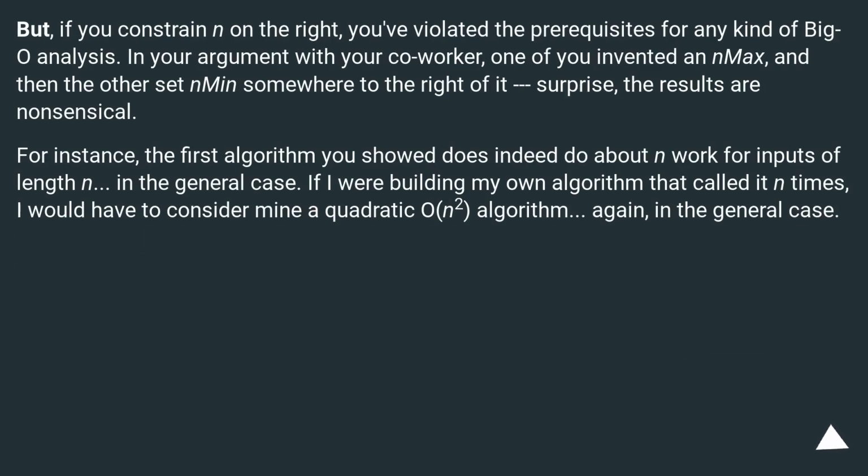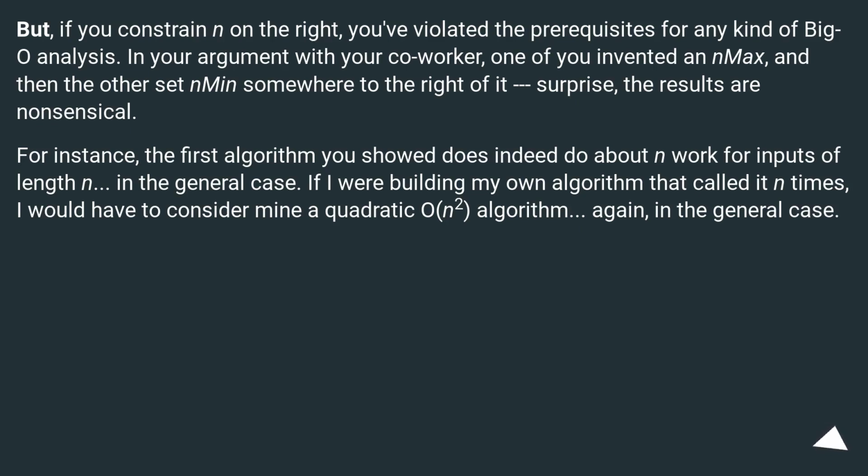But, if you constrain n on the right, you've violated the prerequisites for any kind of Big O analysis. In your argument with your coworker, one of you invented n-max, and then the other set n-min somewhere to the right of it. Surprise, the results are nonsensical.